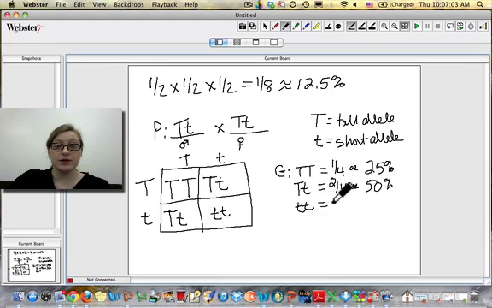And for the last one, it would be 1/4 or 50% chance. Okay? So that's how we find genotype. Remember, the genotype is just looking at the probability that you will inherit a certain allele pairing.